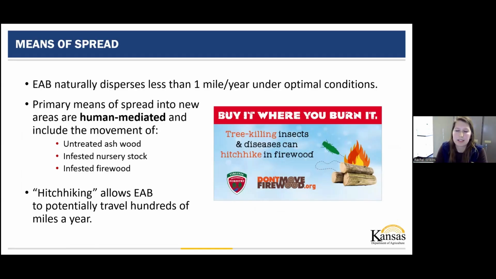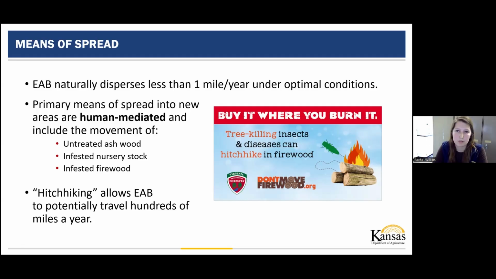So how has emerald ash borer spread? How has emerald ash borer covered so much distance in a relatively short amount of time? So naturally, emerald ash borer really only travels once the adults emerge from the tree. They travel less than a mile each year under optimal conditions. And optimal conditions just means that there are ash trees nearby.